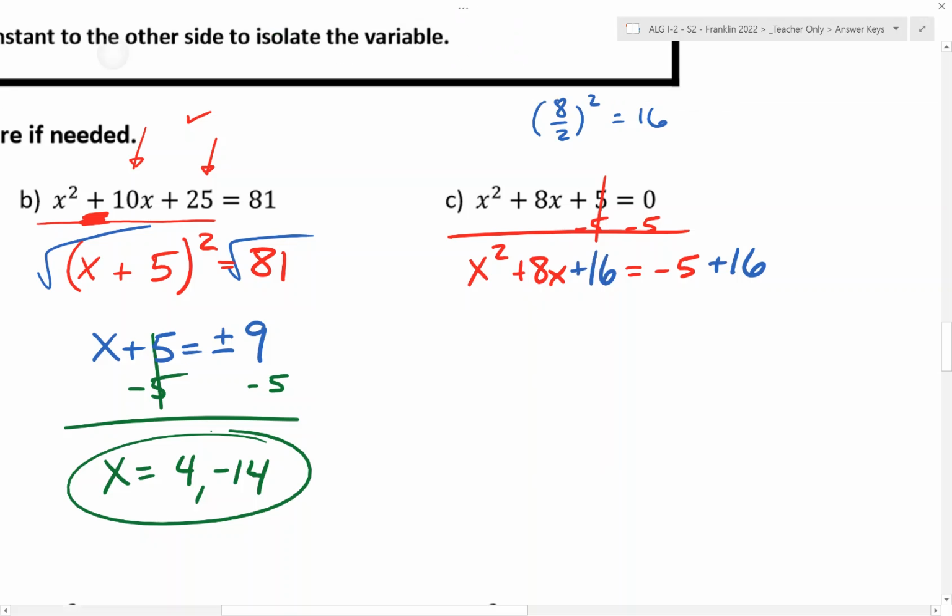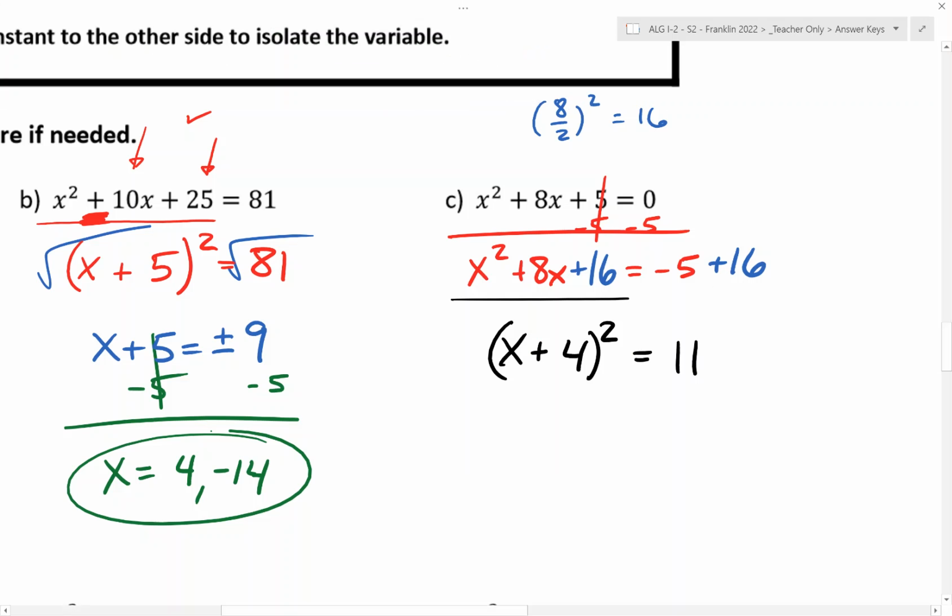And now we have a perfect square trinomial that we can factor. And that would be x plus 4 squared. The square root of x squared is x. The square root of 16 is 4. Okay, so that's how we get that binomial. And it equals negative 5 plus 16, which is 11.